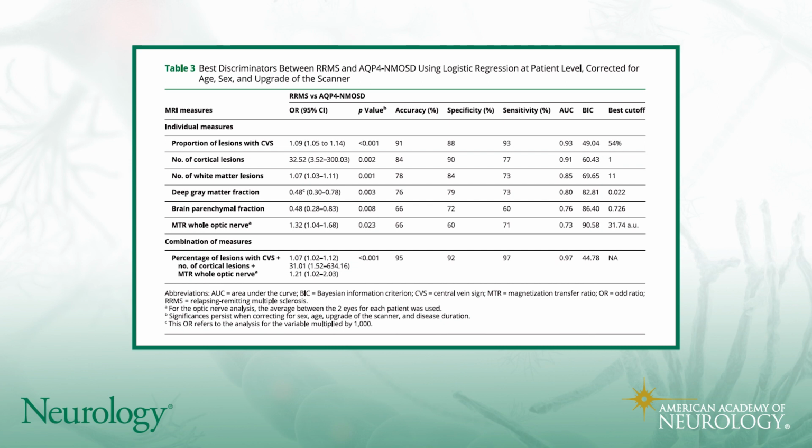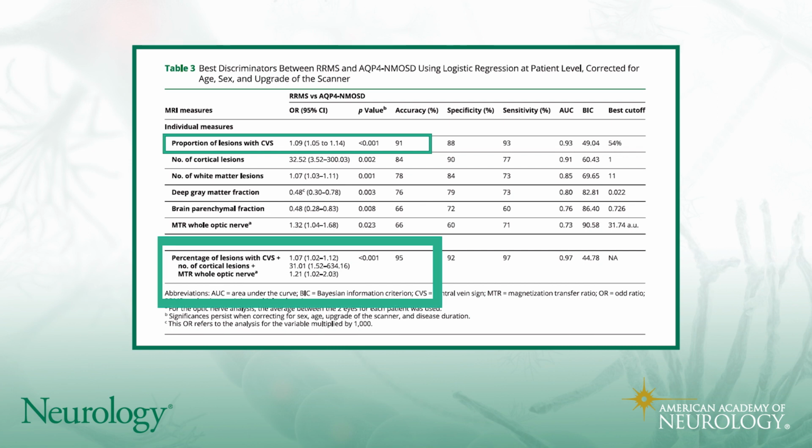So in the first, this table number 3 that we're seeing now, we can see that the most accurate individual MRI measure that could differentiate MS from AQP4-NMOSD was the proportion of lesions with a central vein sign, and this had a 91% accuracy. There were other individual measures such as the cortical lesions, number of white matter lesions, deep gray matter brain parenchymal fraction, and also the MTR of the optic nerve that showed a pretty good accuracy level in differentiating these diseases too. But what's really interesting is that when they did a combination of some of these individual measures, the accuracy was even better. And in this case, when you consider the percentage of lesions with central vein sign with the number of cortical lesions and the MTR of the whole optic nerve, the accuracy was 95%, which is better than any individual measure that I just mentioned before.